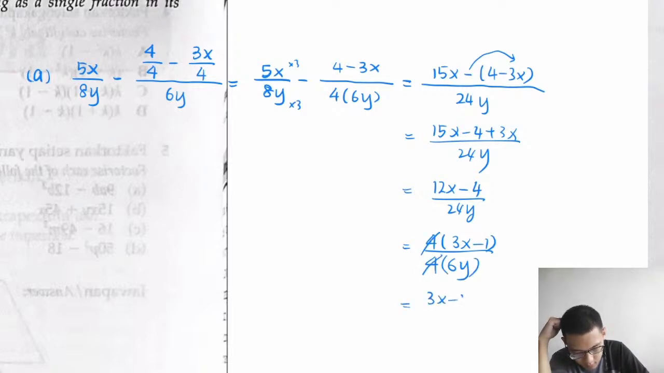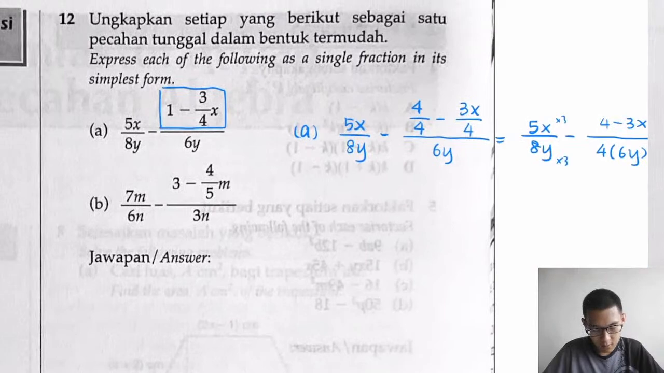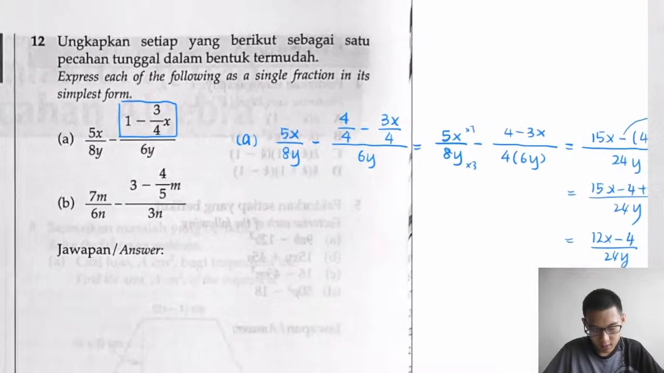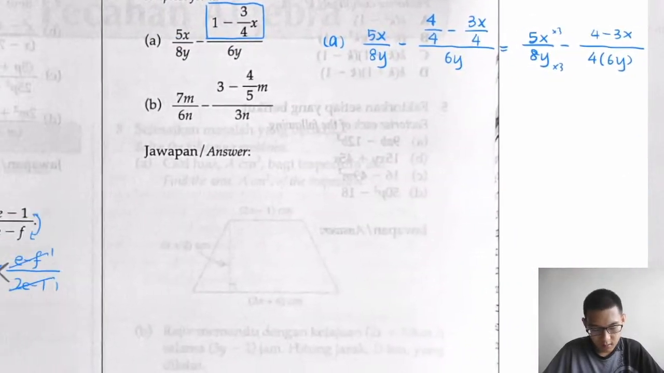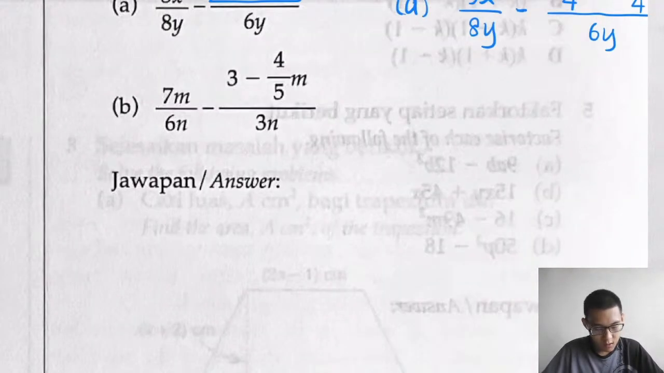Okay, we get 3x minus 1, and 6y. Done. This is the simplest form. You see, from the difficult, so complex one, we can get the simplest answer. So that's why we need mathematics to help us simplify.